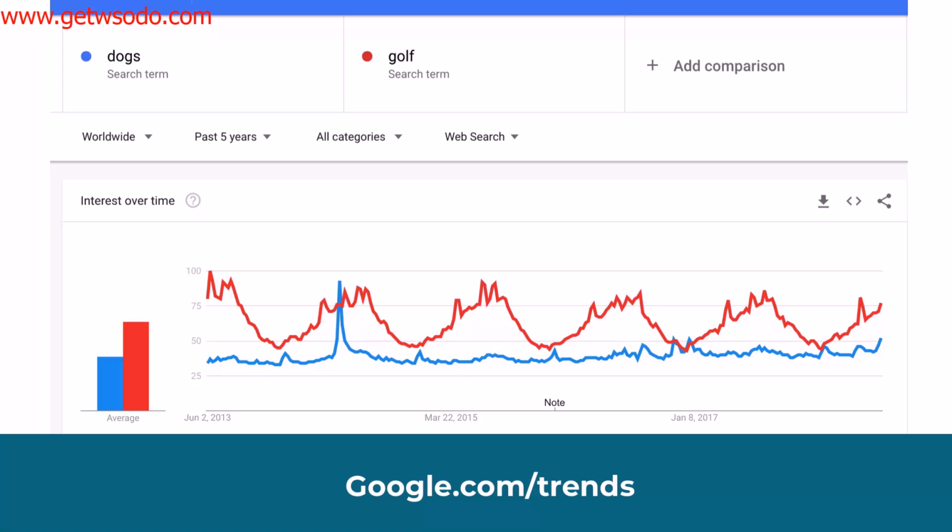So I also went to Google Trends and pulled an example just to show you. There is the dog niche and there is the golf niche, and you can see that the dog niche is fairly stable. There's a mini spike around Christmas, I guess, when people buy puppies for their family. And the golf niche is hugely seasonal. When the weather is not good, people don't play golf. When the weather is good, people play golf.